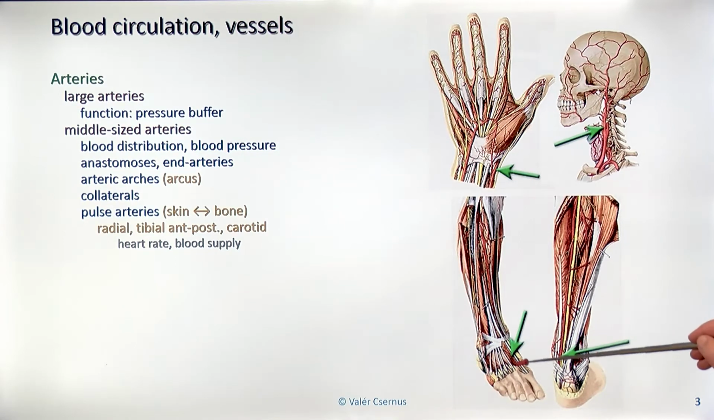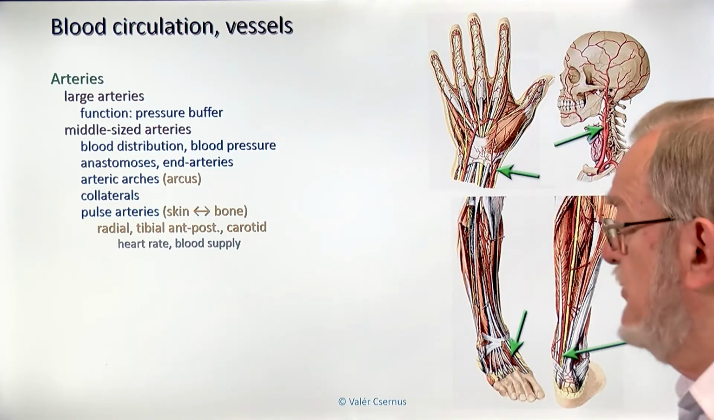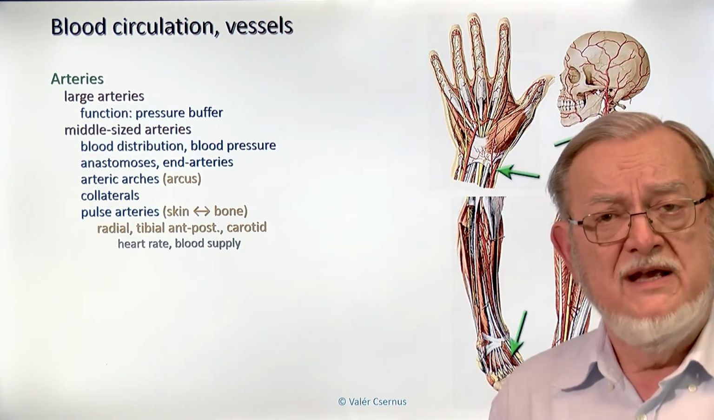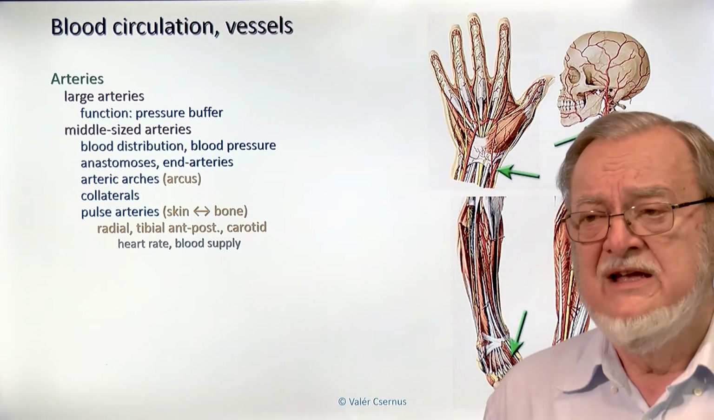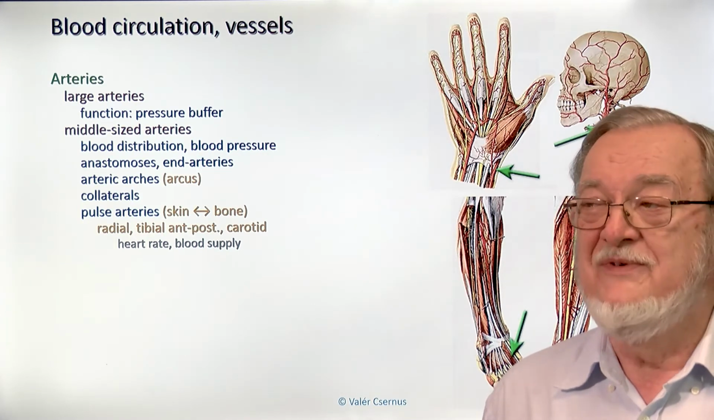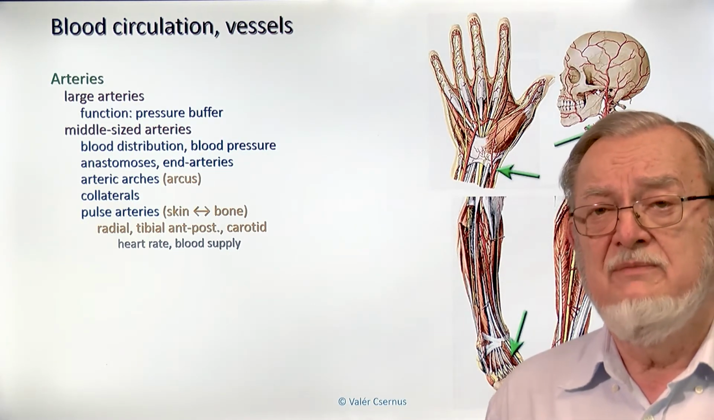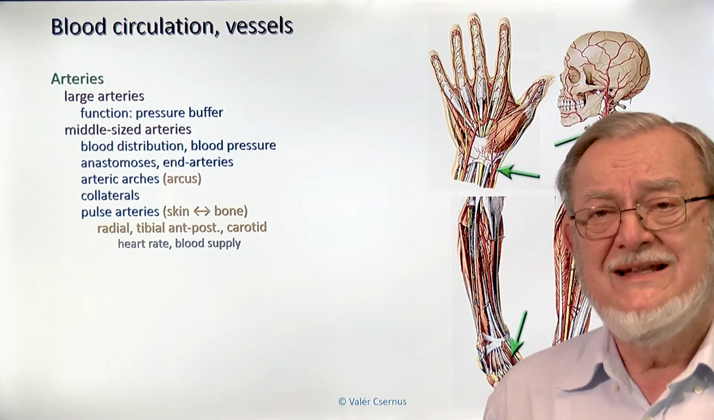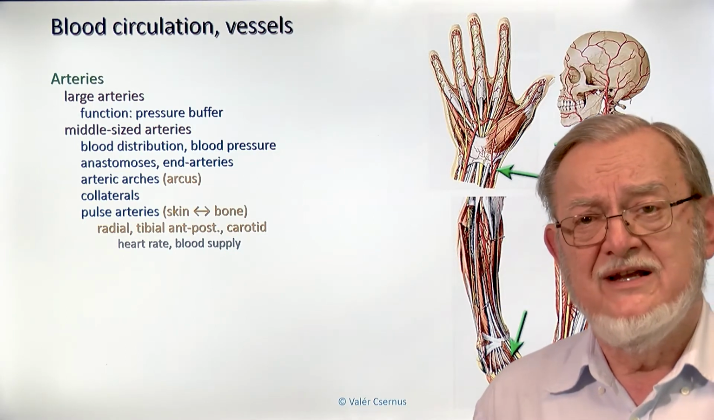Here we have on the back of the foot this dorsal pedal artery, which is the end branch of the anterior tibial or the posterior tibial artery. These arteries are especially not used for taking the pulse, because it's not really easy or obvious, but you can feel the blood supply of the limb.